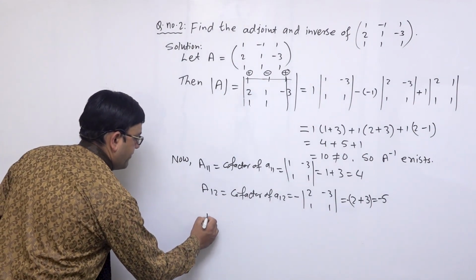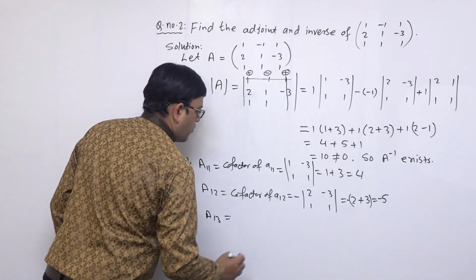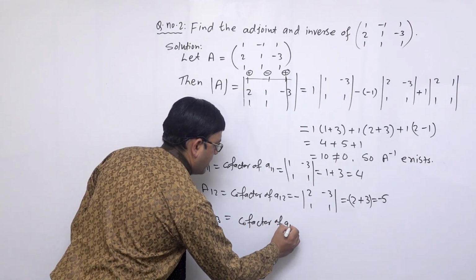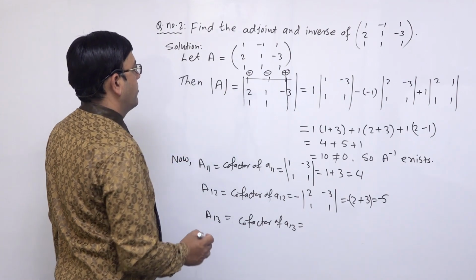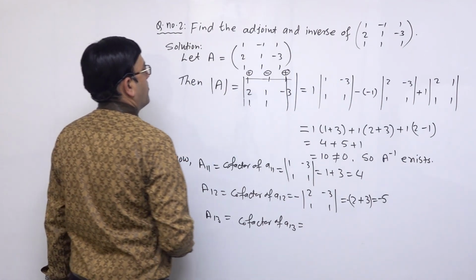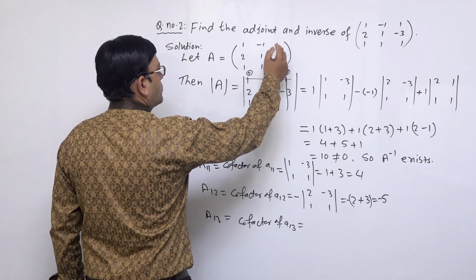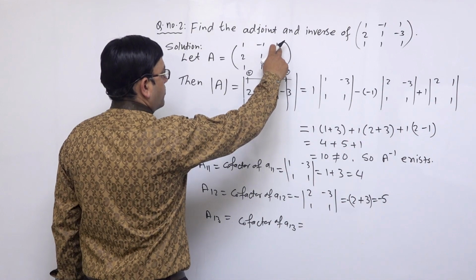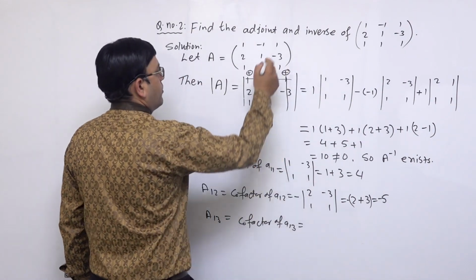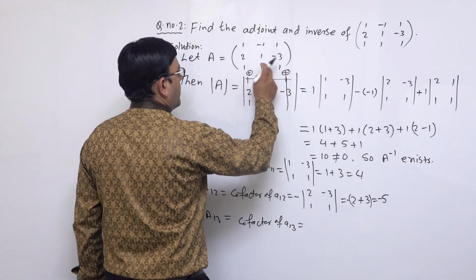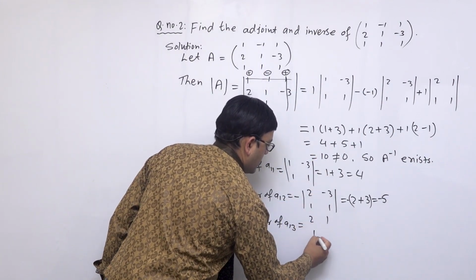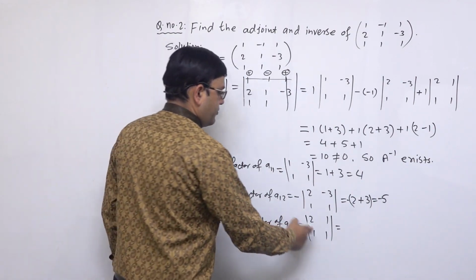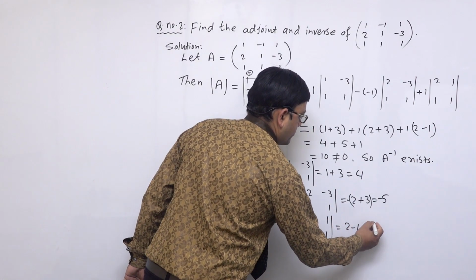Similarly A13 is equal to the cofactor of the A13 matrix. Our matrix is 1 3, this one, so the sign is plus, and plus is not necessary to write. So we have this row and this column out, leaving 2 1, 1 1. So this is equal to 2 times 1 is 2, minus 1 is equal to 1.